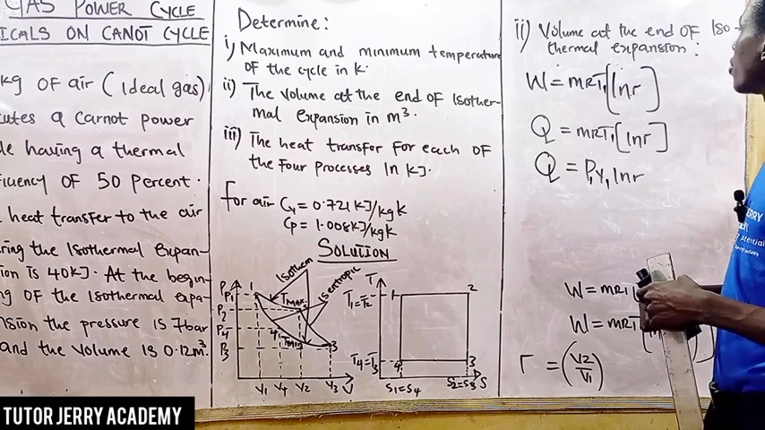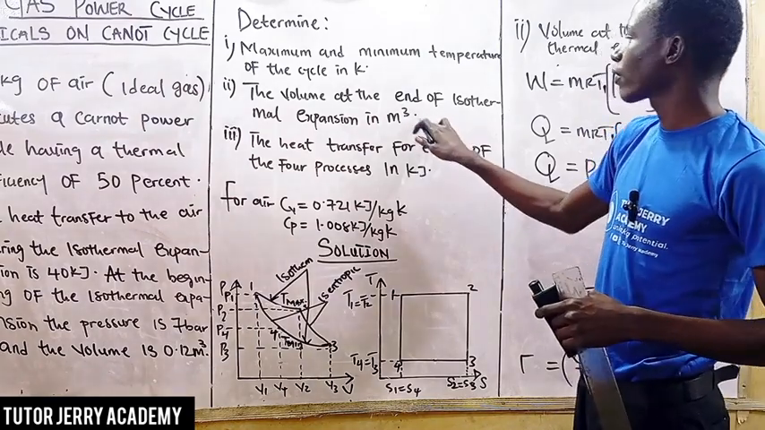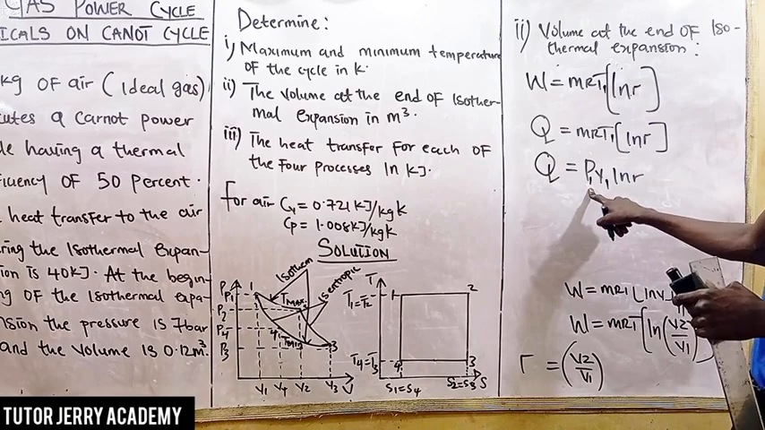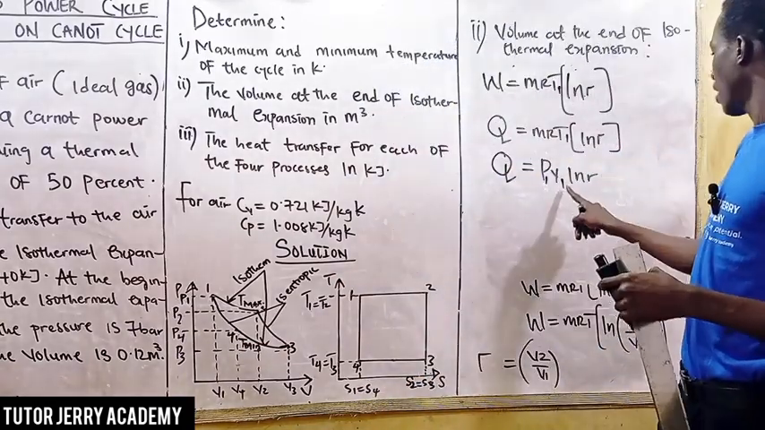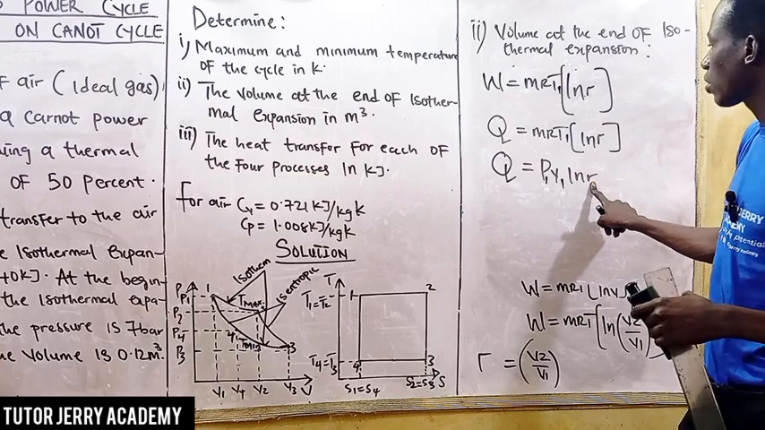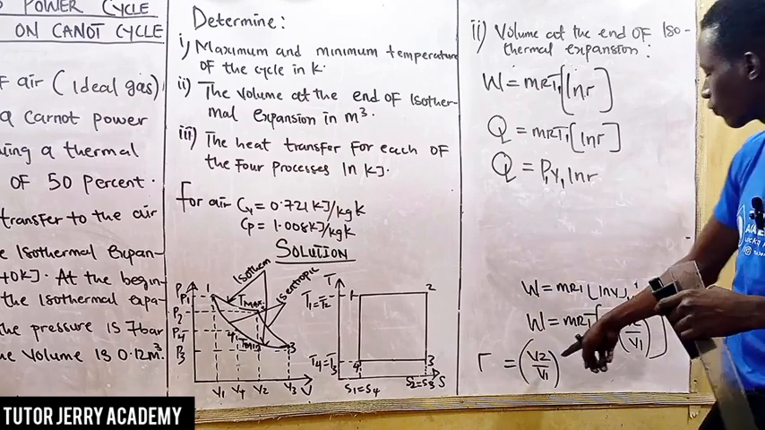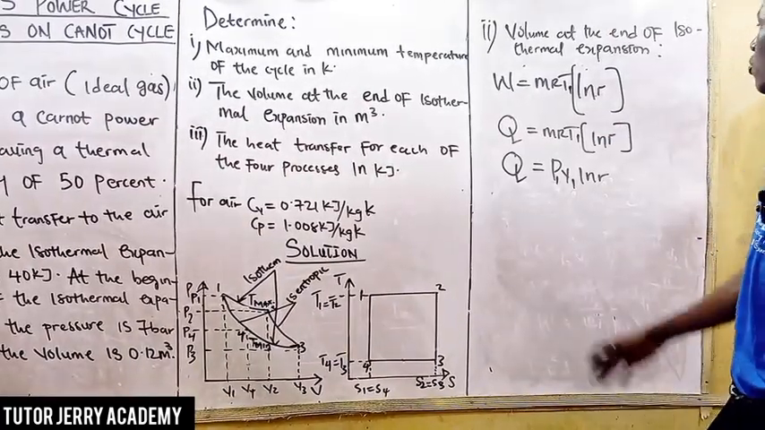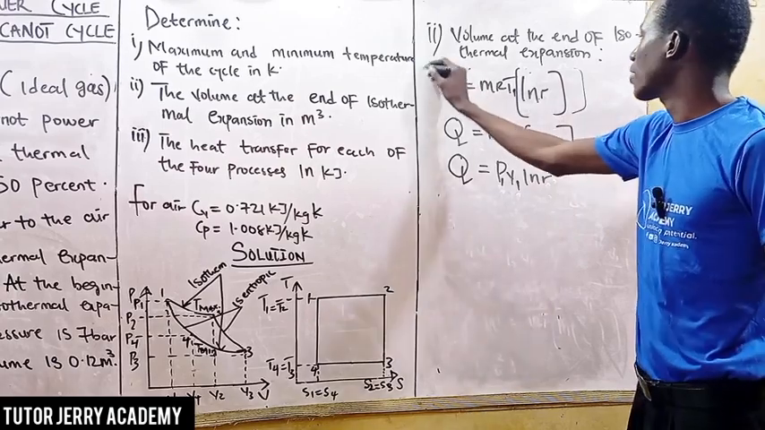Now, from the relations that we have derived here, you will agree with me that we can find the value of V2. Of course, we have our P1, which is the pressure, 7 bar. We have our V1, which is our volume, 0.12 meter cube. And of course, we know that r is nothing but V2 all over V1. So we can replace r with V2 all over V1 and look for the value of V2. What do we do from here? We are going to be making use of this formula. Of course, I have derived a couple of formulas for you here.